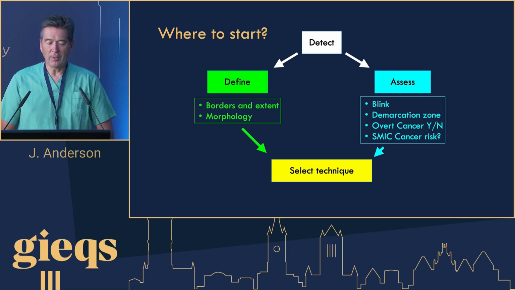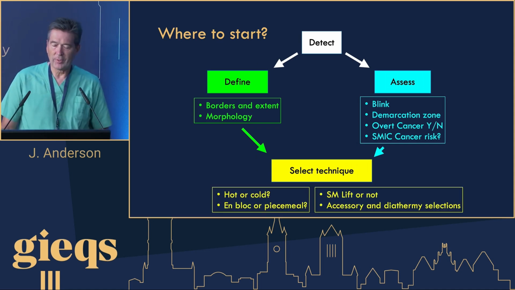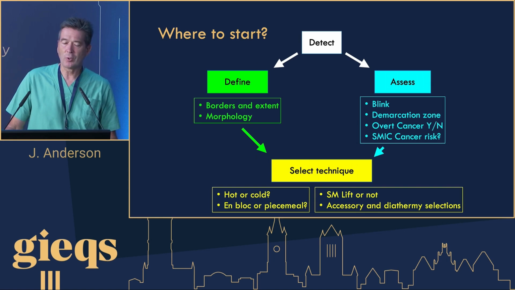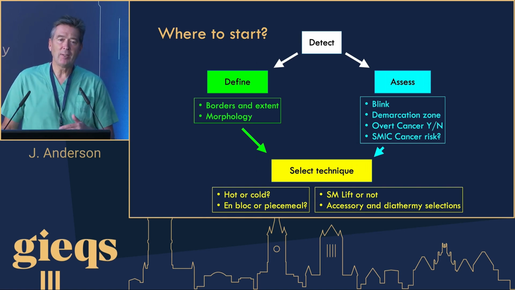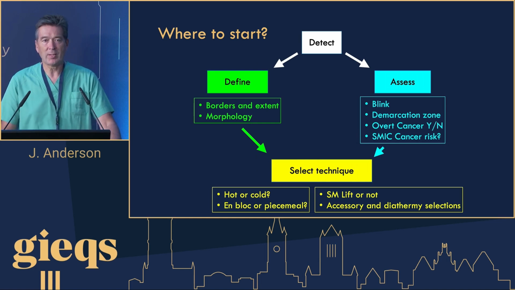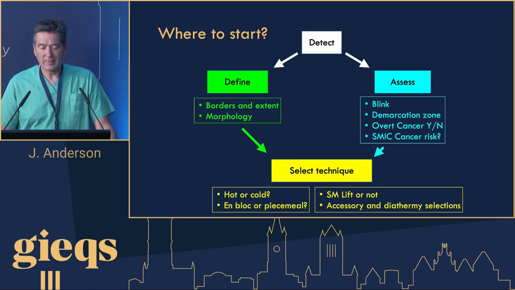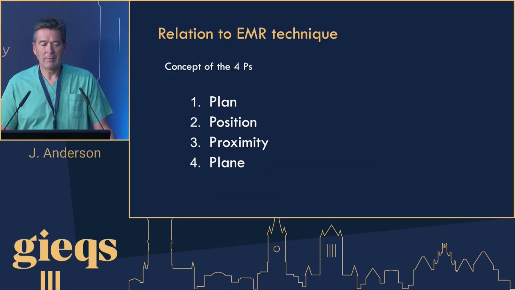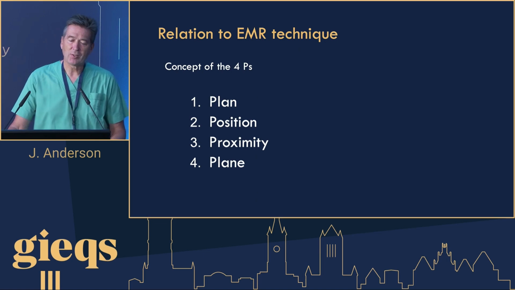And then after you've done all of that, you can then select your technique. So the options you have are hot or cold, en bloc or piecemeal, lift or not lift. And then within that, you then need to select your accessories and then have a relevant diathermy setting. So in relation to technique, I'm going to discuss 4 Ps.